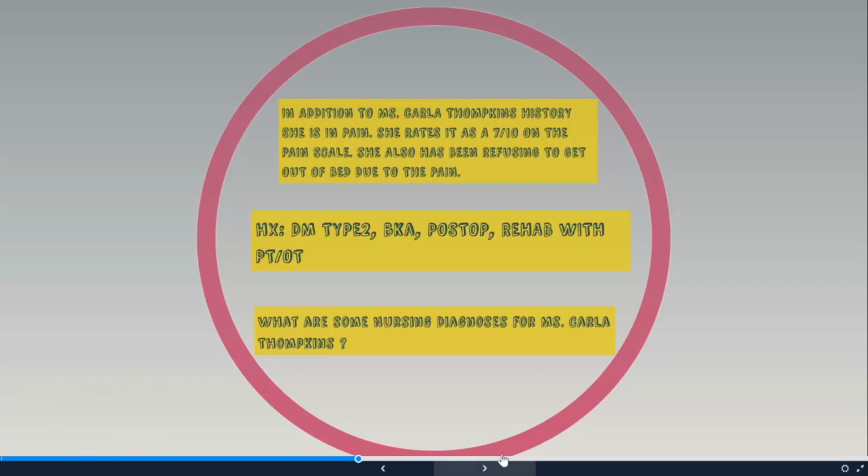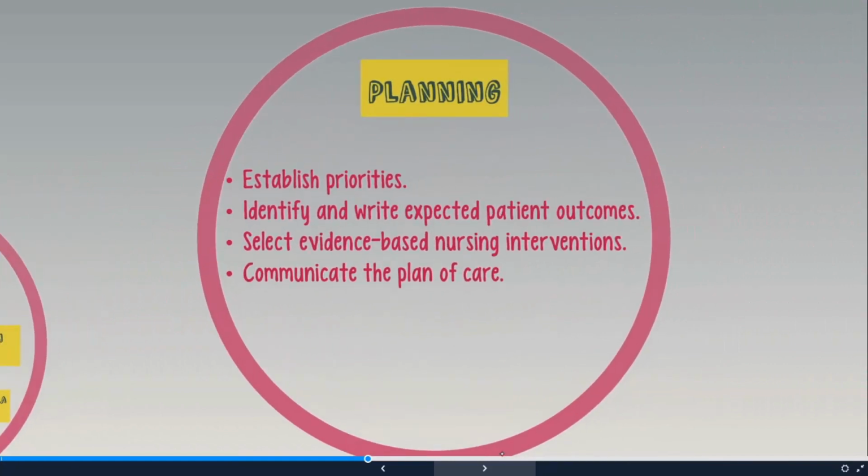Next, we'll be talking about planning. So when you're ready, move on to the planning section of the lecture.